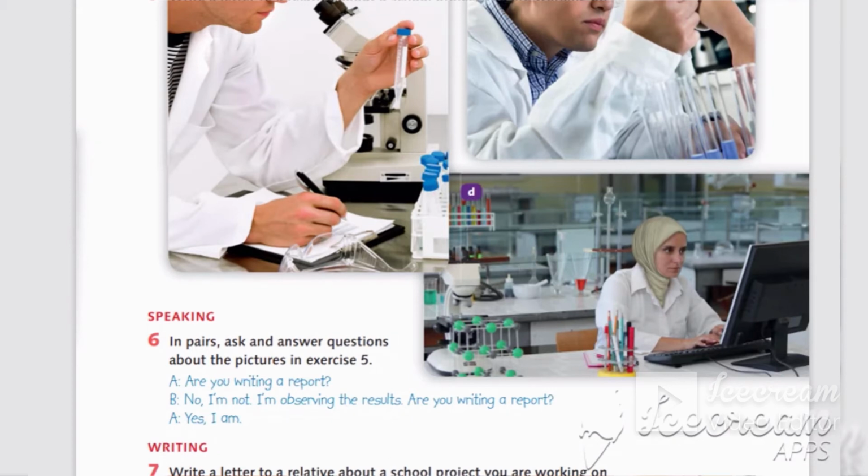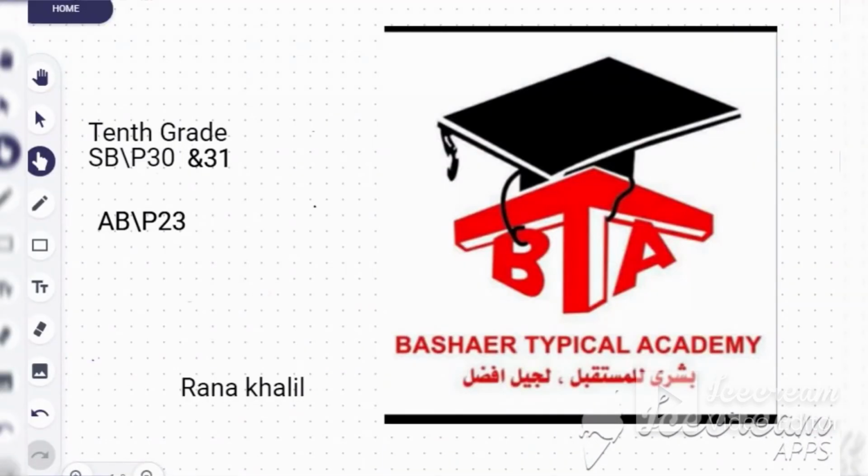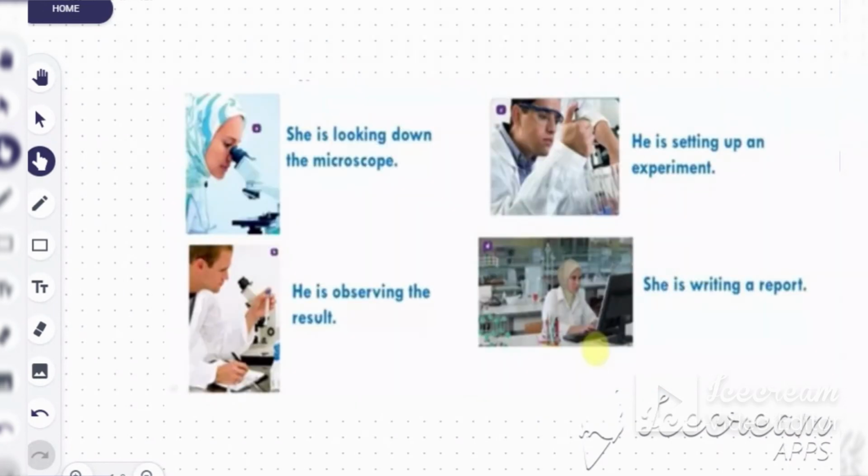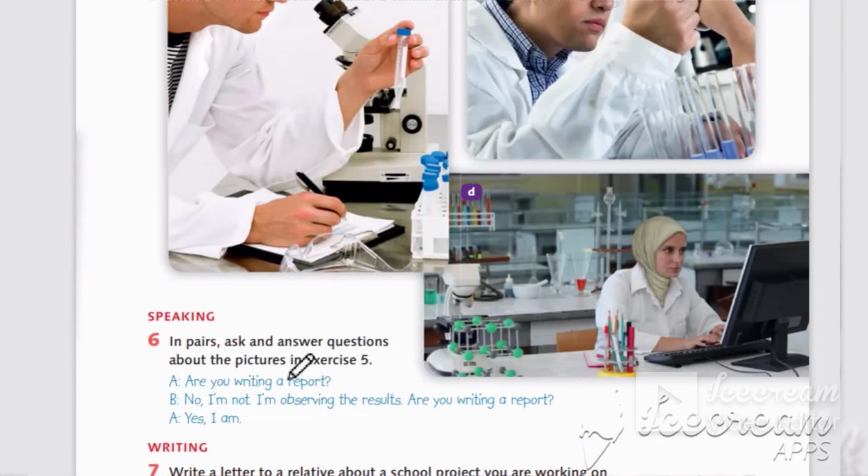Now, I've written the answers for you. There they are. She is looking down the microscope. He is setting up an experiment. He is observing the results and she is writing a report. تمام. Now go to exercise number 6. Exercise number 6 مهم يا مس راح يجيك زيه في الامتحان. فيش شيء مستثنى من الامتحان.